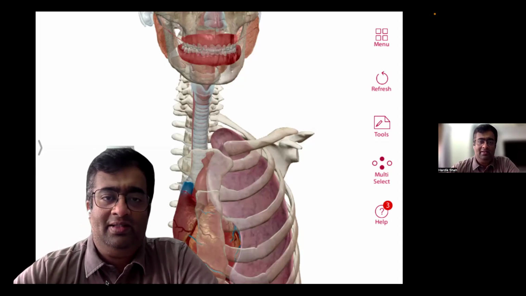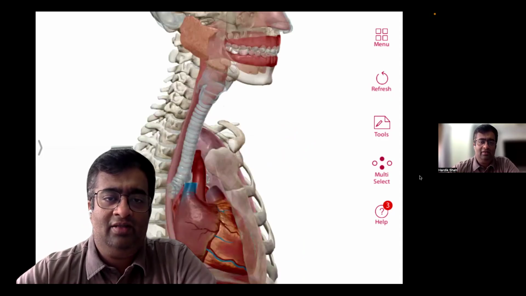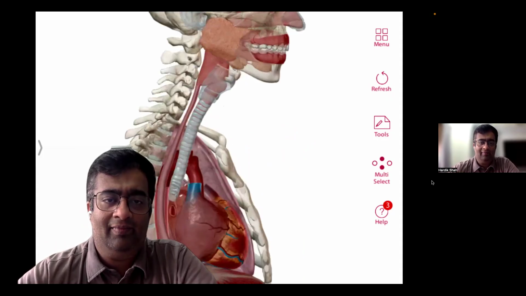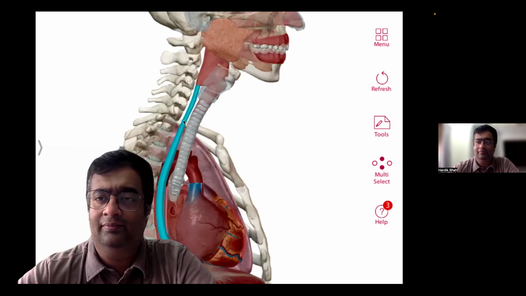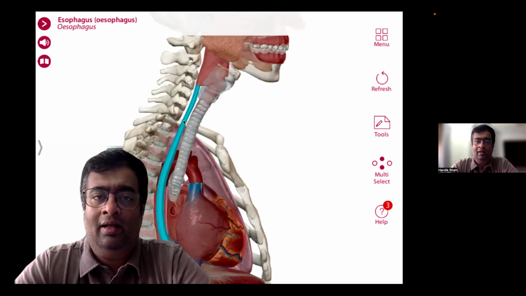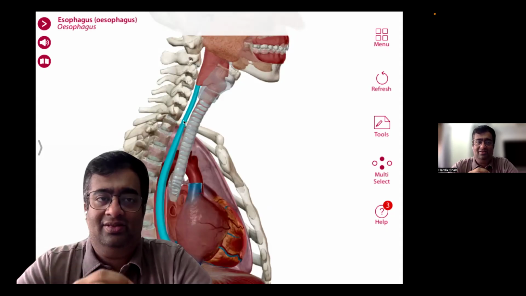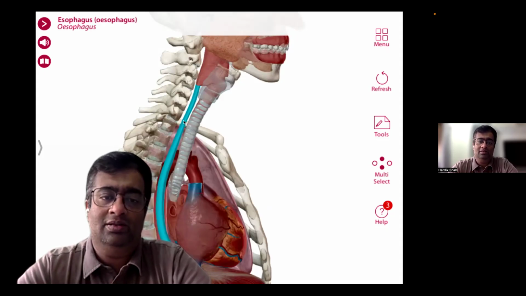So the esophagus is also known as the food pipe. The esophagus runs behind the trachea, as you can see here. It's a muscular tube. Its walls are lined by involuntary muscles, which are capable of peristalsis, that is, generating a wave of contraction. That wave of contraction carries the bolus, or the food that is swallowed, from the mouth down towards the stomach.